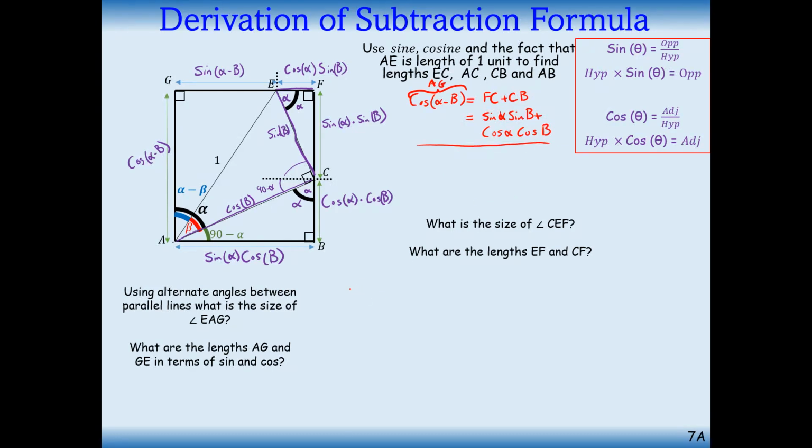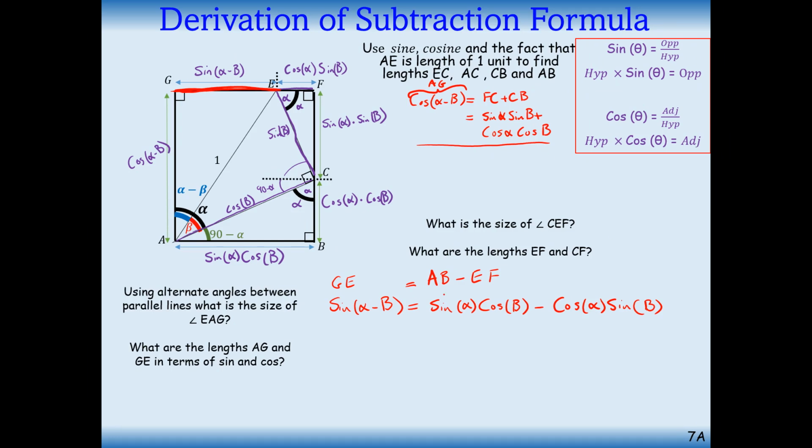I'll write the other here. This length GE is sine of alpha minus beta, which equals AB subtracted by EF. Length AB is sine alpha cos beta. EF is cos alpha sine beta. So that is it really.